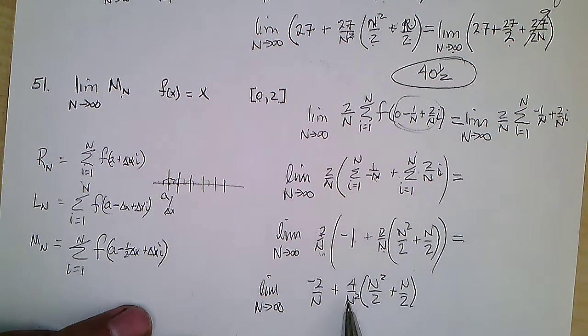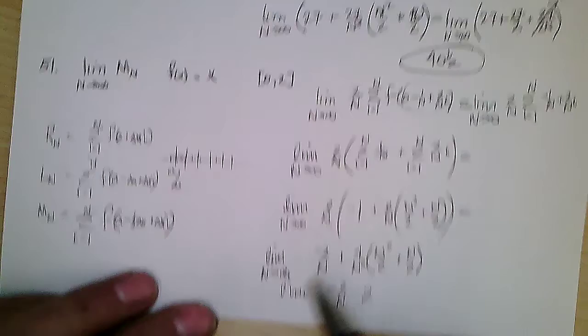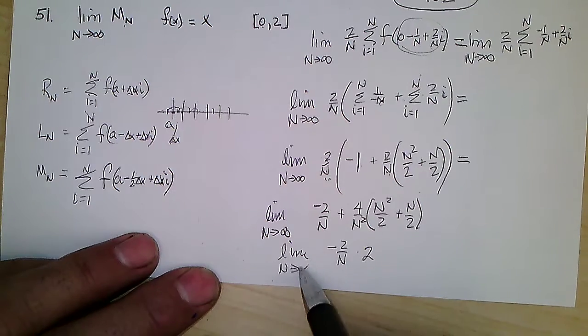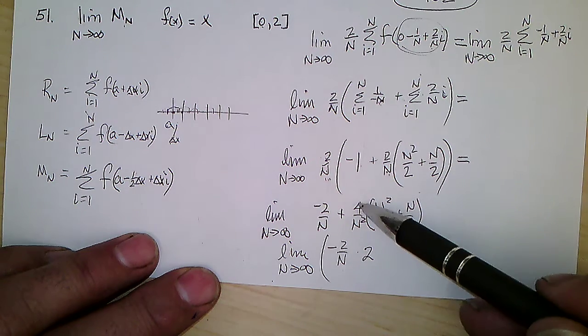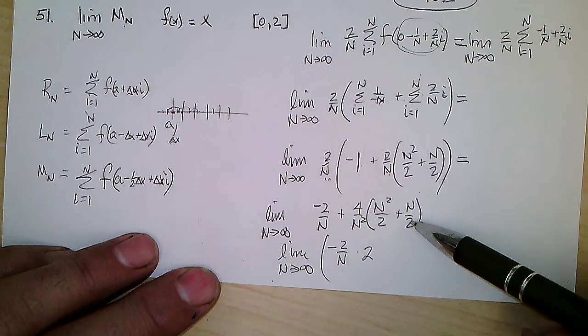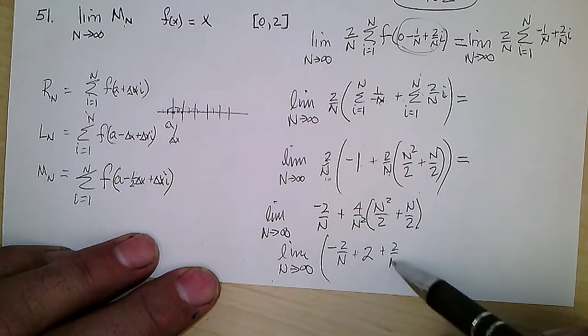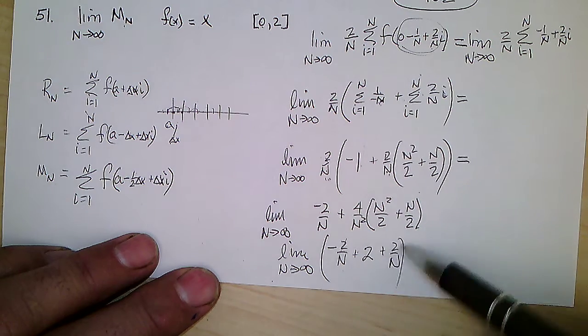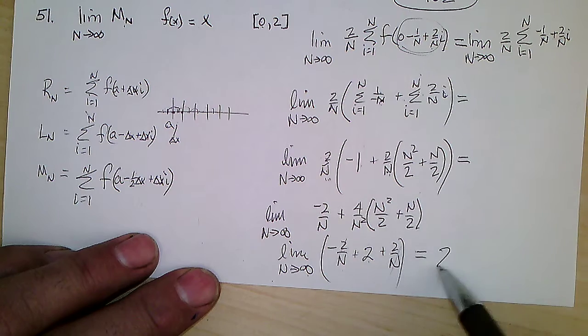Okay. This times this, the n squareds would cancel, and I would get just 4 over 2, or 2. And 4 over n squared times n over 2 is just 2 over n. These other terms would cancel, but they also go to 0 when n goes to infinity, and I get 2 for my answer.